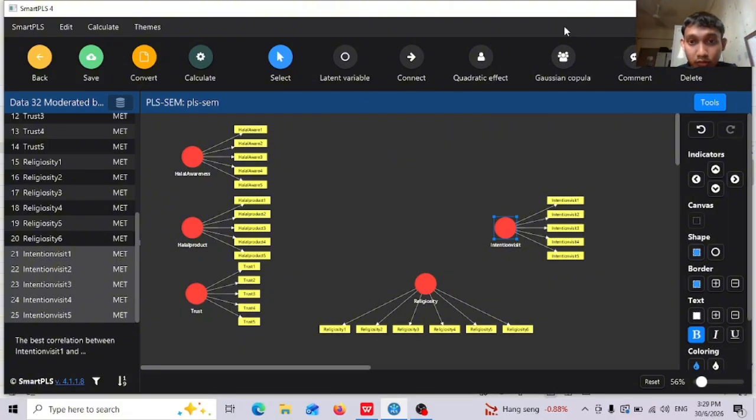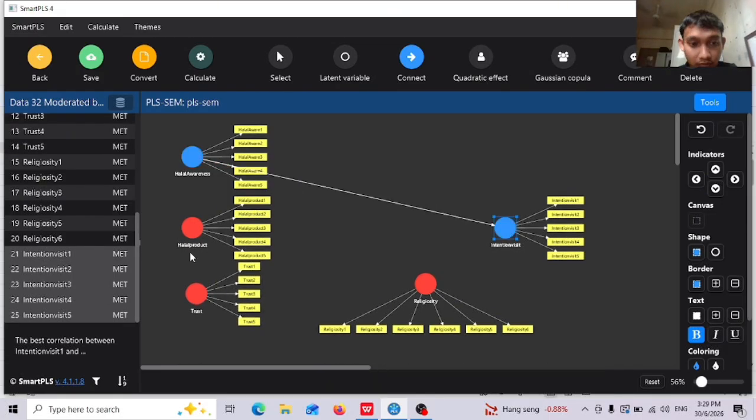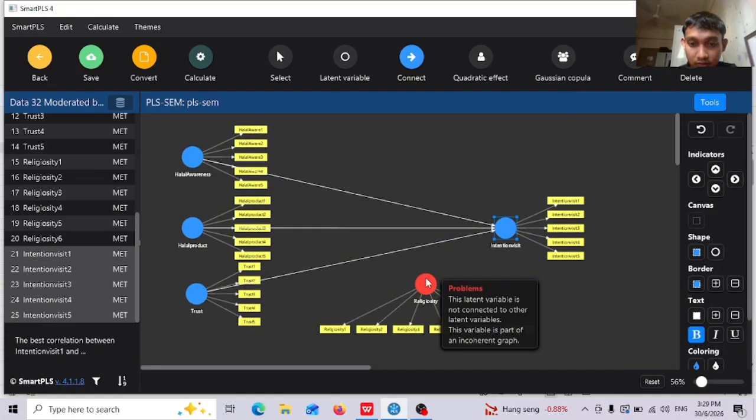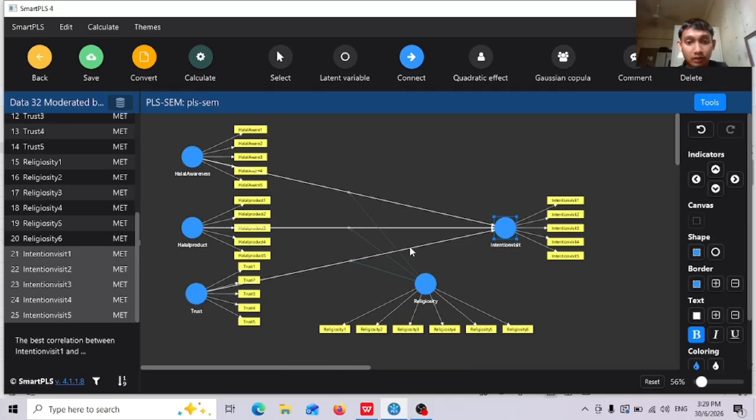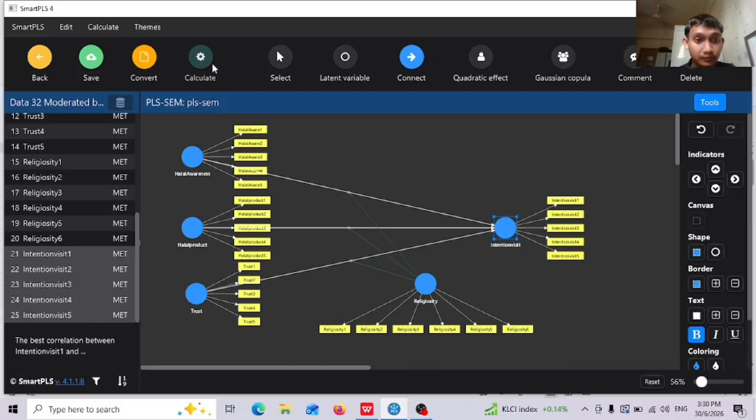Right now we connect. Click connect and connect all the variables. I will connect intention to visit to the three independent variables. Okay, this is how my framework looks. So let's start the calculation.